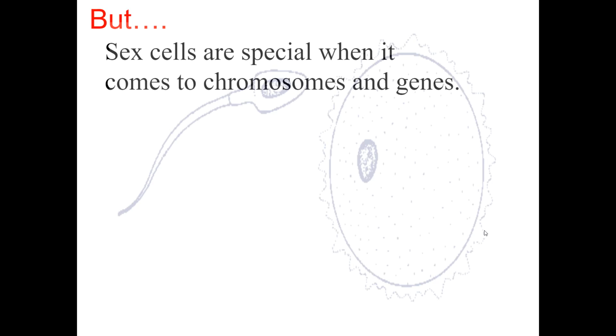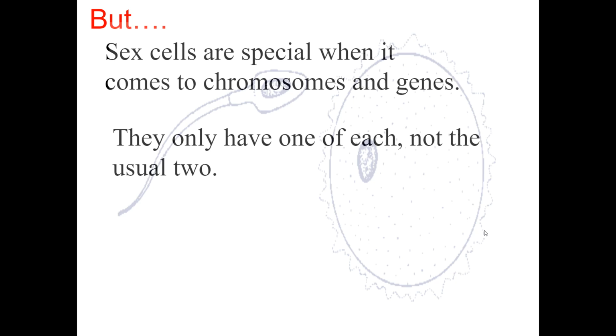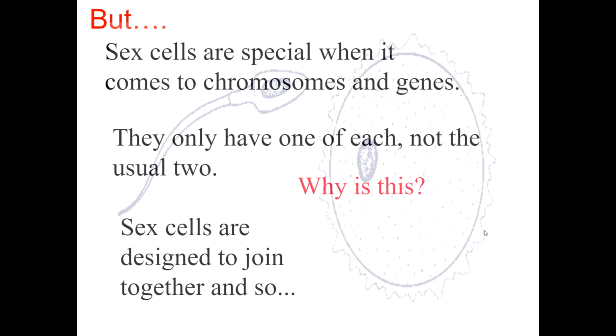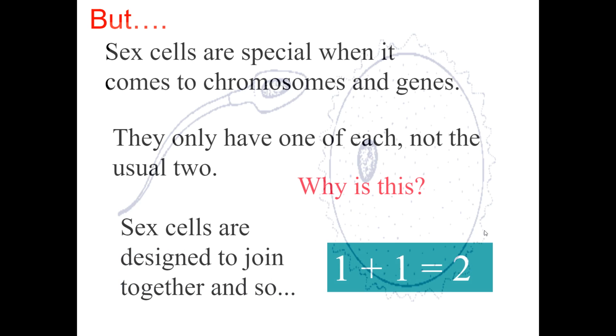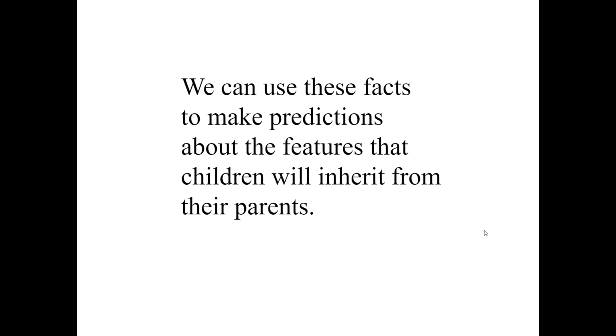Okay, but sex cells are special when it comes to chromosomes and genes. We've learned this already. They only have one of each and not the usual two that each one of your cells has, those pairs. So why is this? Just a bit of a reminder. Sex cells are designed to join together, and so, 1 plus 1 equals 2. We can use these facts to make predictions about the features that children will inherit from their parents.